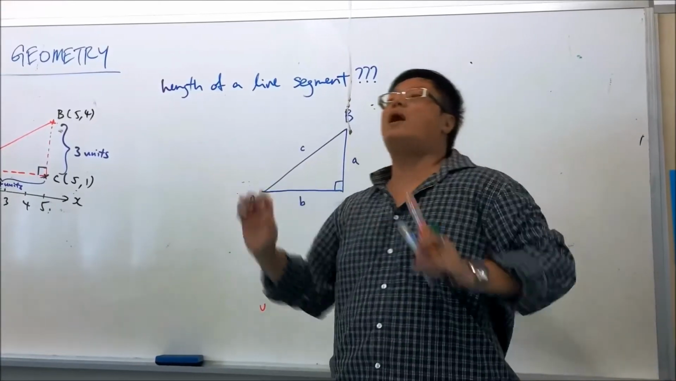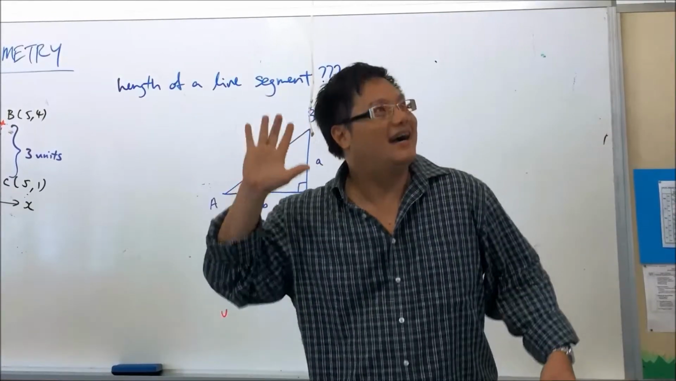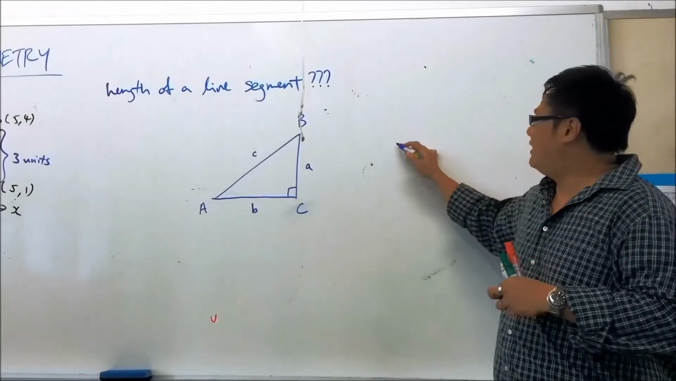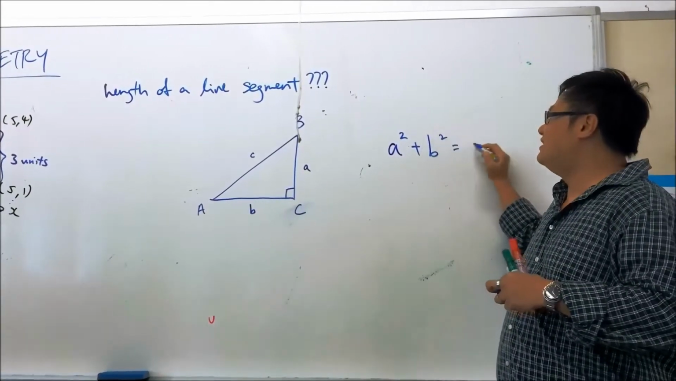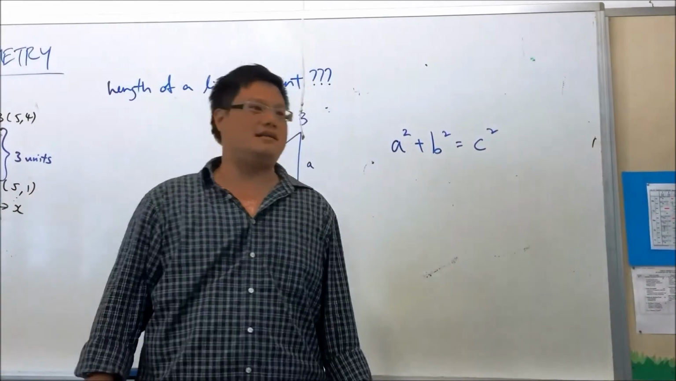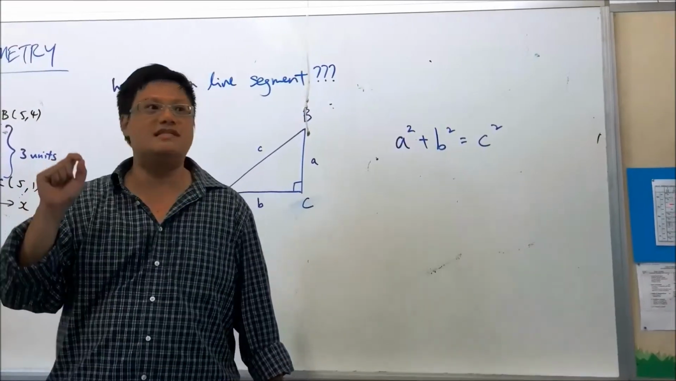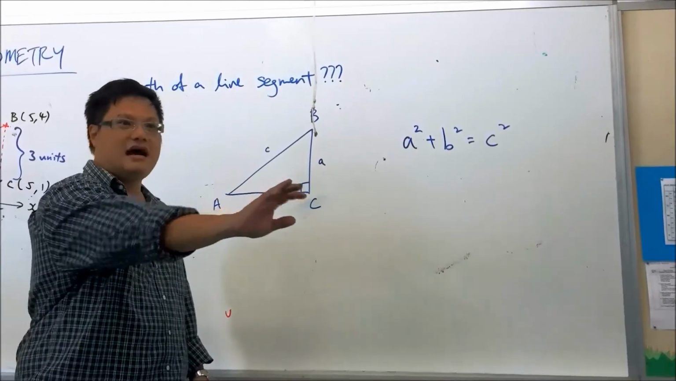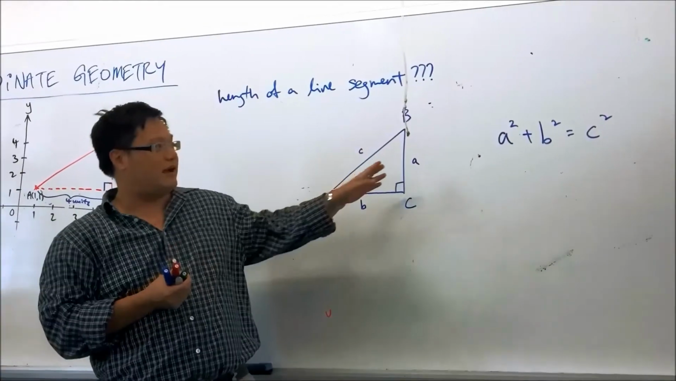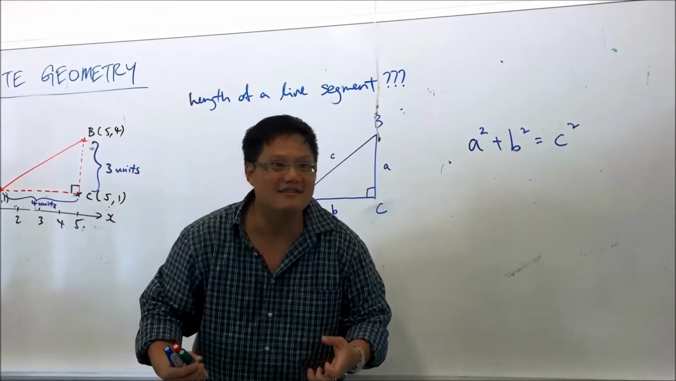Tell me what the Pythagoras theorem states. Go! Everybody! A squared plus B squared equals C squared. Very good. Hold on, that is not what I'm asking you. I asked, what does the Pythagoras theorem state? I didn't ask for the formula of the Pythagoras theorem. The formula you have just given me, C squared equals A squared plus B squared, is the formula of the Pythagoras theorem.